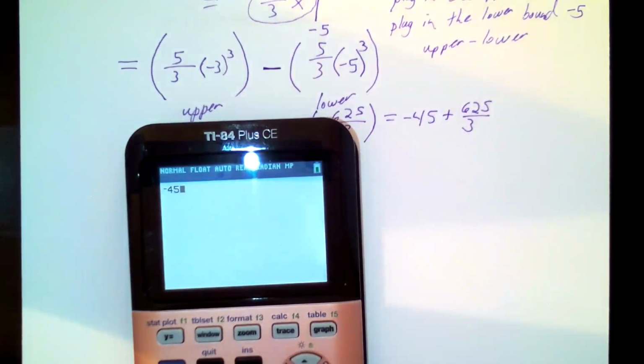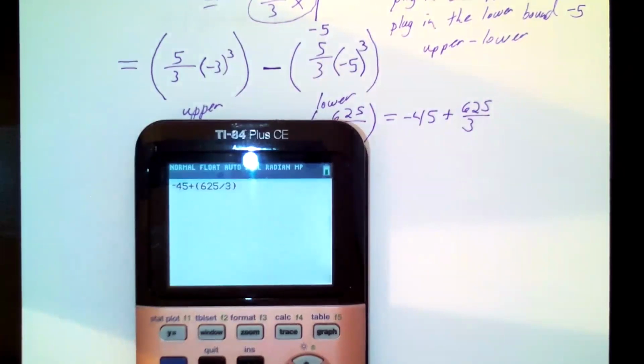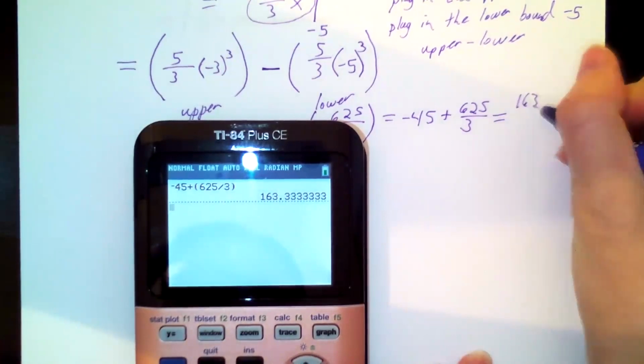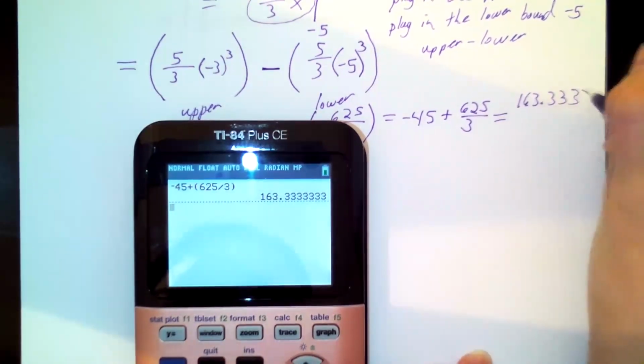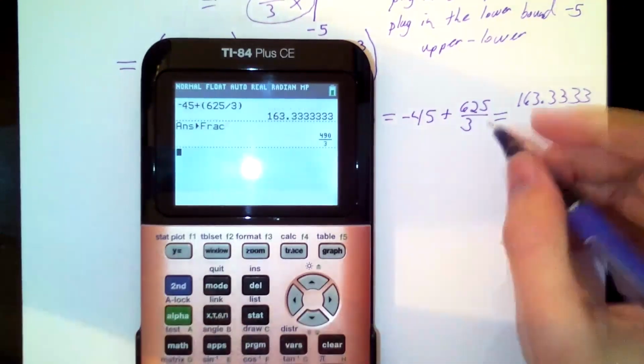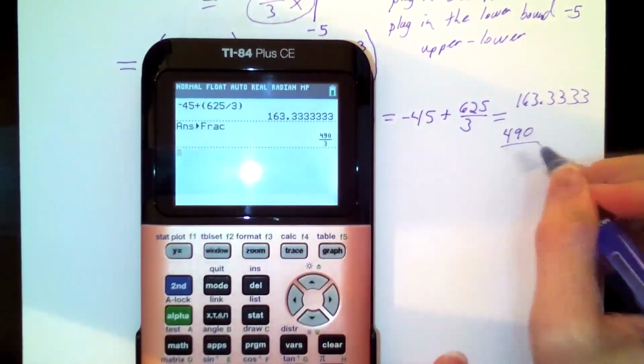Negative 45 plus 625 divided by 3 is 163.333333. But I think we could probably write that as a fraction again, math frac. That's actually equal to 490 divided by 3.